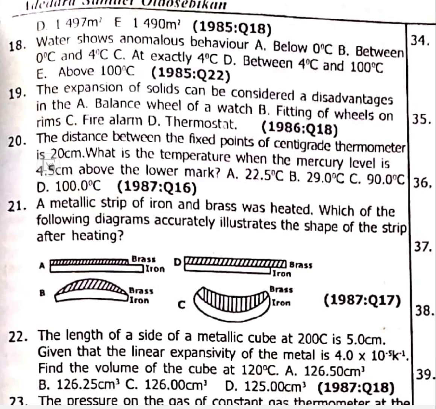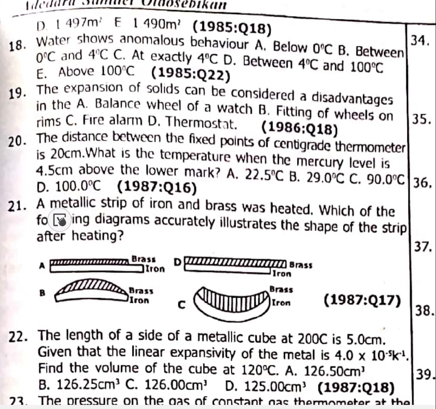If you have not observed it before, the same thing happens when we put Coke in the freezer, and it bursts. All those items burst inside the bottle, because they contain a certain level of water. That's why they put Coke inside a deep freezer. The expansion of solid can be considered a disadvantage in balance wheel of a watch. Option A. 20 has to do with calculation.